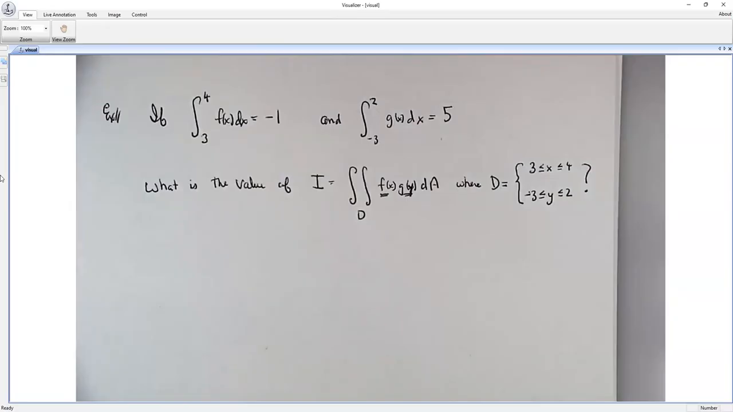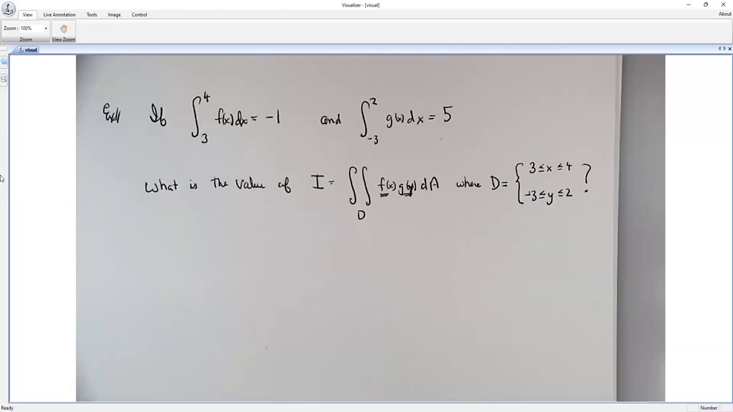If I integrate from 3 to 4 of f of x dx, I get -1. I can tell you something else. The integral from 3 to 4 of f of y dy is going to be -1. The integral of f of t dt from 3 to 4 is going to be -1. It doesn't matter what the letter is. You integrate, then you plug in top minus plug in bottom. The letter, the variable, at the end of the day doesn't matter.